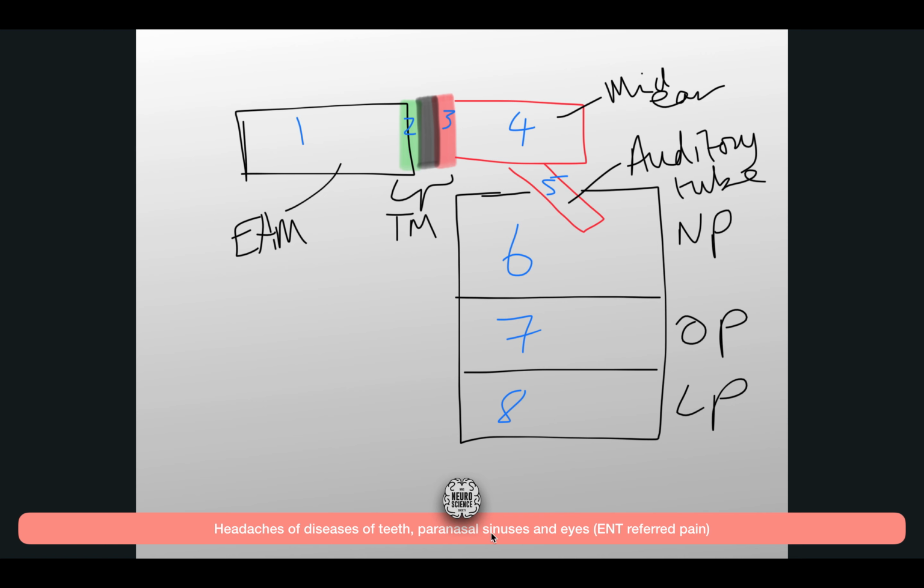Paranasal sinuses are all innervated by the ophthalmic branch, with the exception of the maxillary paranasal sinus, which is innervated by, guess what, the maxillary nerve. Okay?